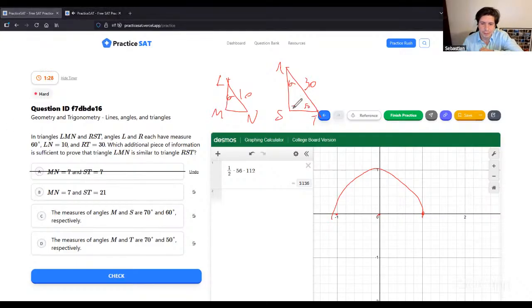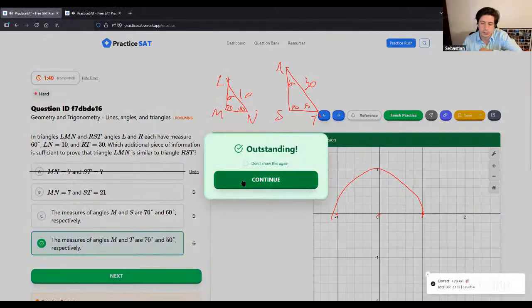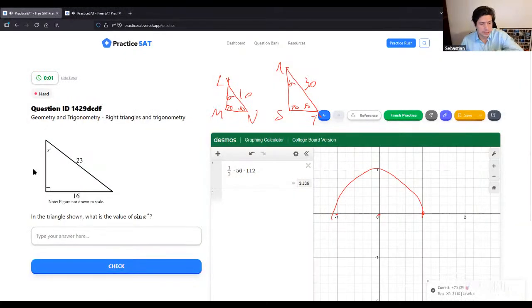So this would be 50. That would make this 70. And if this is 70, that would make this 50. So our answer will be D. This one's very logical. It's a pretty unique question. They don't come with that often, but it's great to know.